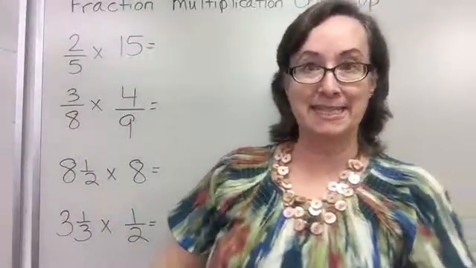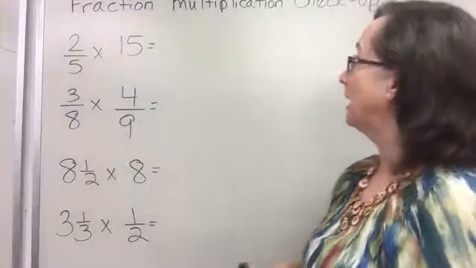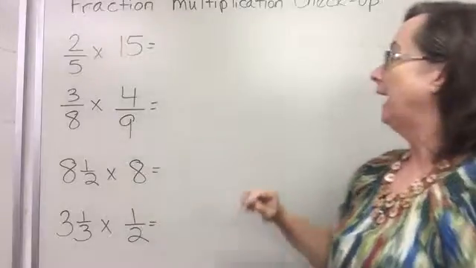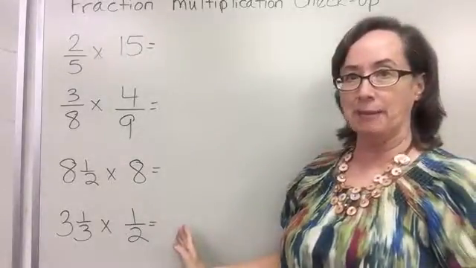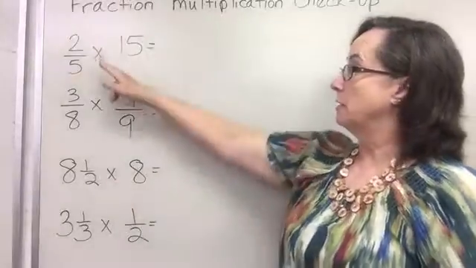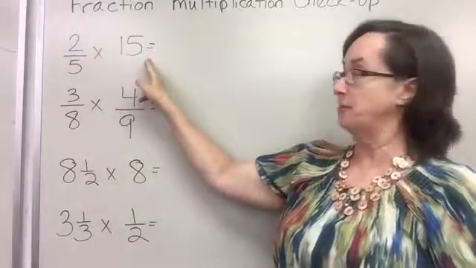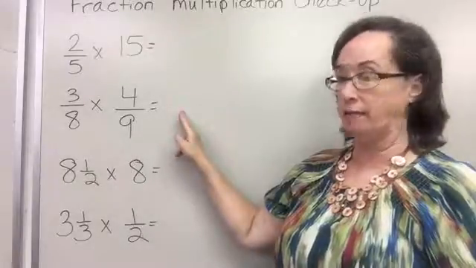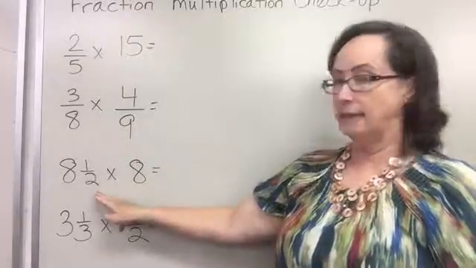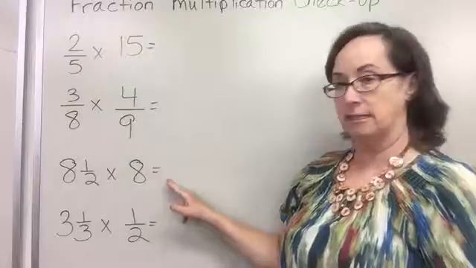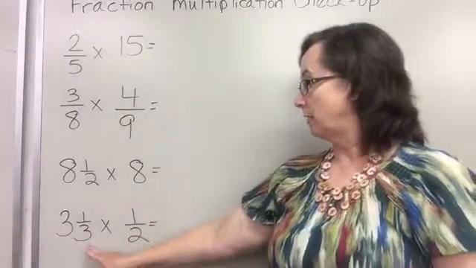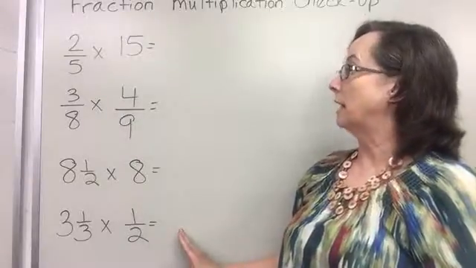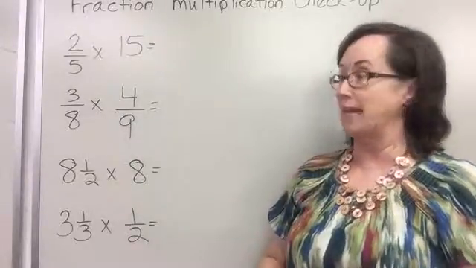All right, students, this is the last 4 problems of our checkup. So we're doing our fraction multiplication checkup part 2, and these are the 4 problems that I want you to copy down on your paper. So 2/5 times 15 is your first one. 3/8 times 4/9. 8 1/2 times 8. 3 1/3 times 1/2.